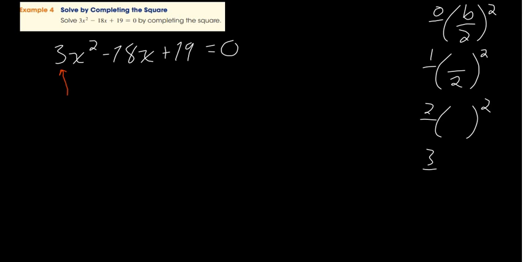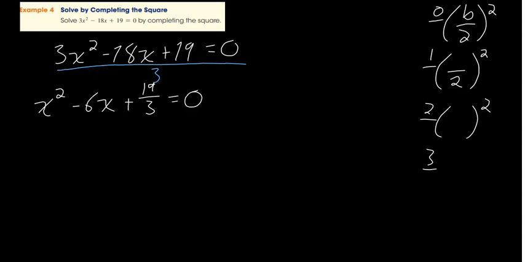In order to get it into a 1, I'm going to have to divide this entire problem by 3. By dividing the entire problem by 3, 3 divided by 3 is just 1. Perfect. So now I can say this is x squared. Negative 18 divided by 3 is negative 6x. And then 19 over 3, it just has to be difficult, doesn't it? So 19 over 3, and then 0 divided by 3 is just 0. Okay, so we got that.